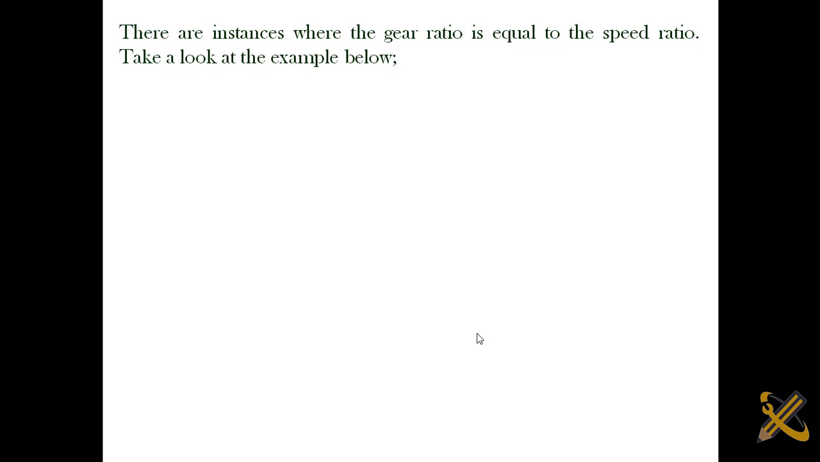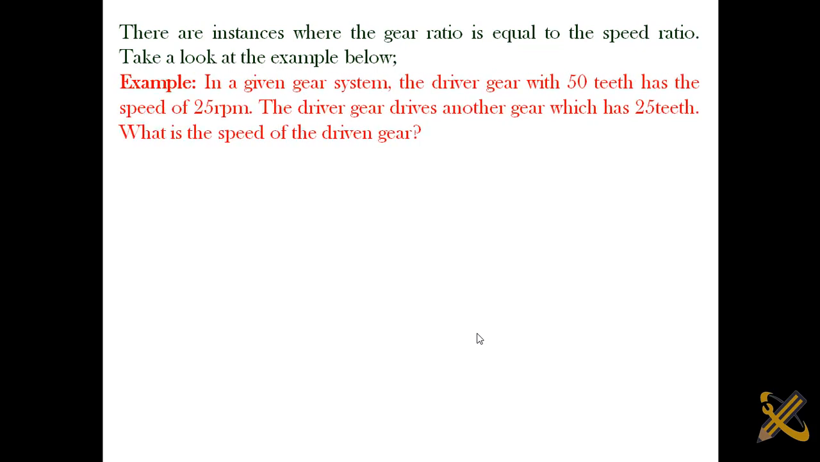Let's move on. There are instances where the gear ratio is equal to the speed ratio. Take a look at this instance. In a given gear system, the driver gear with 50 teeth has the speed of 25 revolutions per minute. The driver gear drives another gear which has 25 teeth. What is the speed of the driven gear? To tackle problems on gear and speed ratio, please take note of the grammatical terms used therein. It's more or less like a word problem. If you made a mistake in interpreting the grammar therein, then you might actually falsify your final outcome. So take note of that.